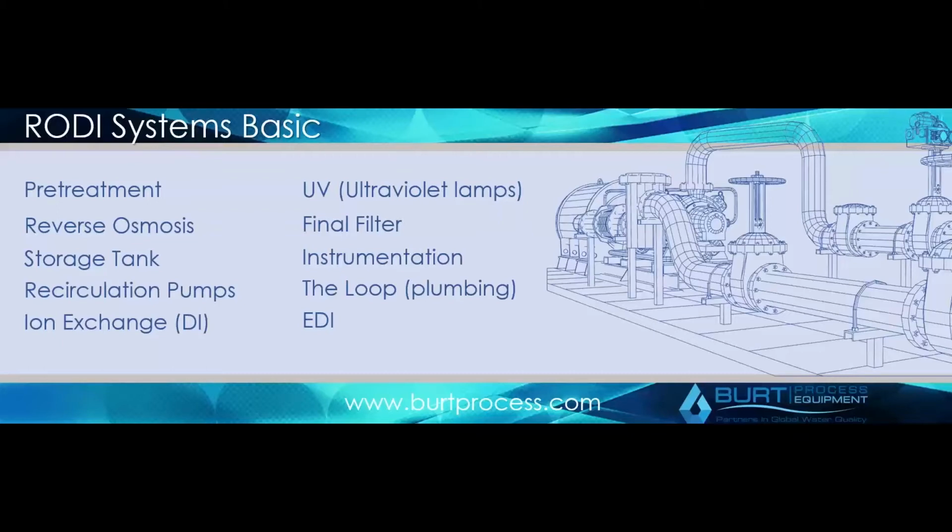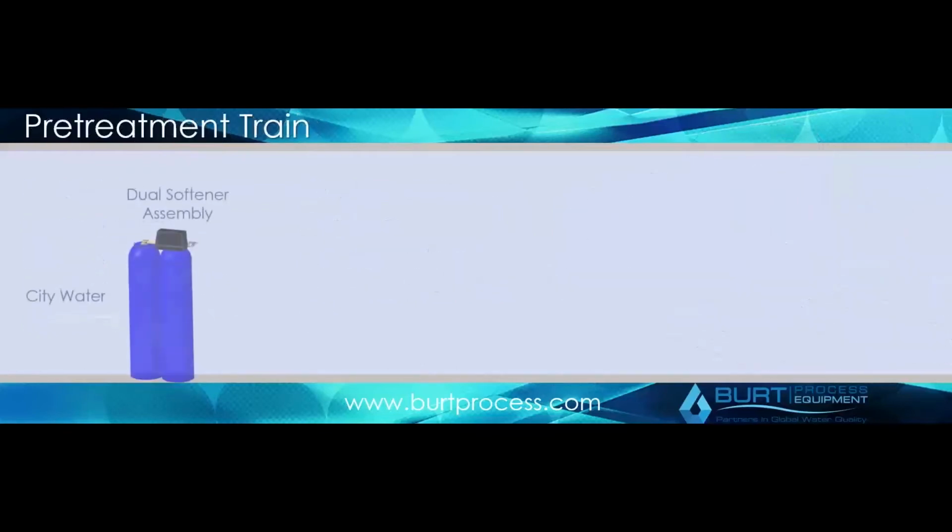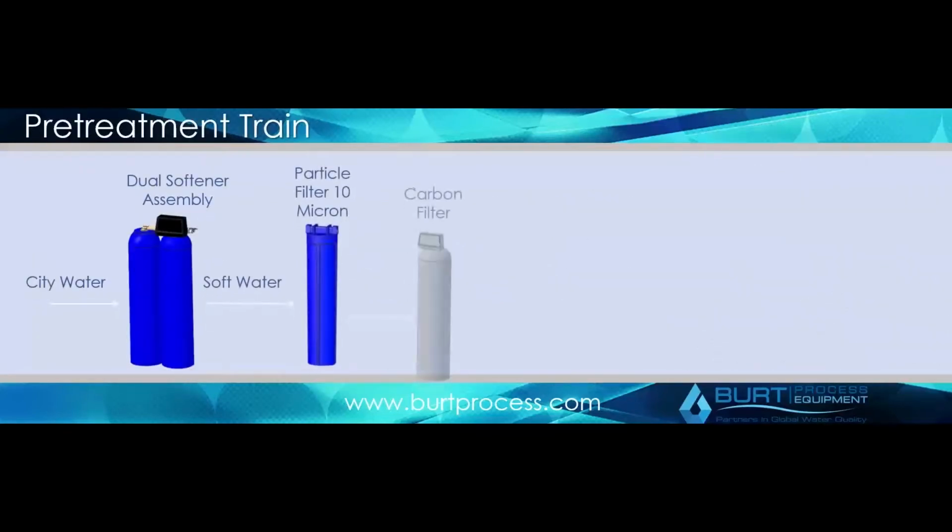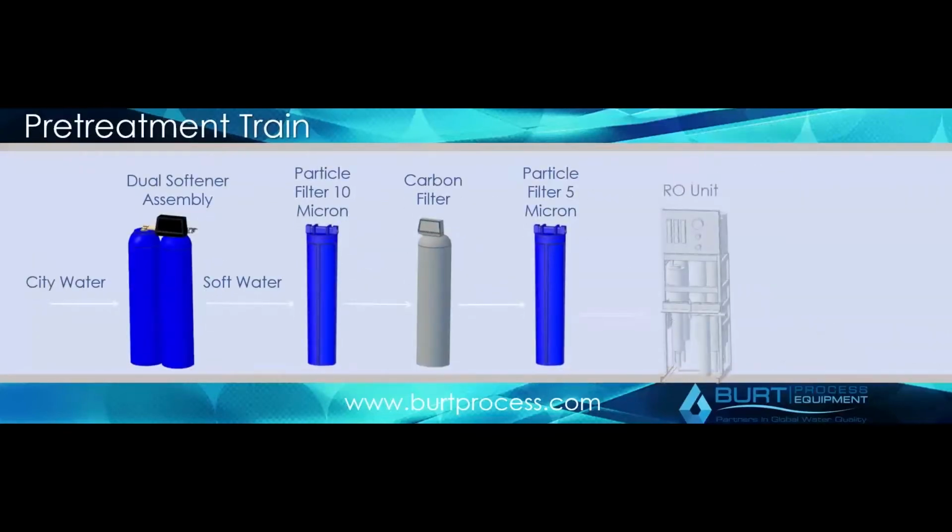What's interesting to note is your pre-treatment portion of your system is actually where the majority of the work for creating high purity water is done. When I talk about pre-treatment, everything in the pre-treatment system is designed to allow the RO unit to operate properly. It's taking your city water or your groundwater or whatever your feed water source is and bringing it to a level that would allow your RO to operate properly.